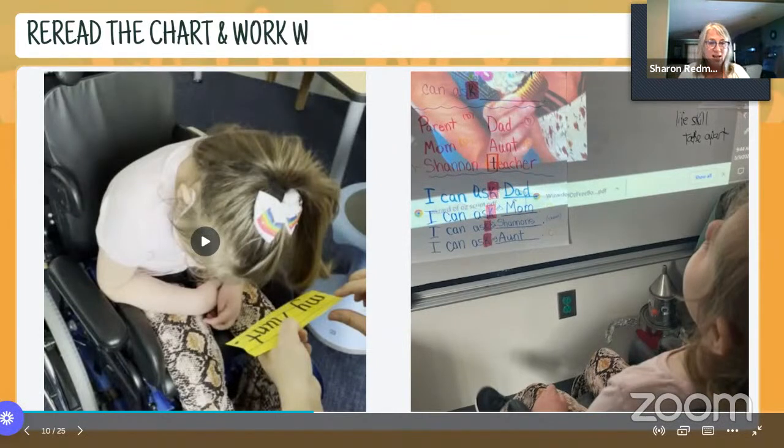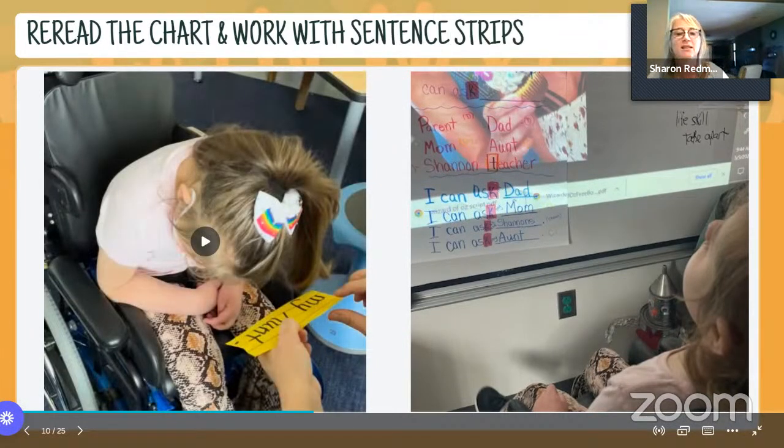So their next area is read the chart. And so I'm working with sentence strips. So this is my dear little friend, Callie, with her little group that I have. I did the more traditional piece of having it written on a literal chart and having that up. And then we would have videos and pictures of meaningful activities for them. So she wrote, I can ask mom and I can ask aunt. So mom sent me pictures of her and Callie's auntie, and then we brought them up on the screen.